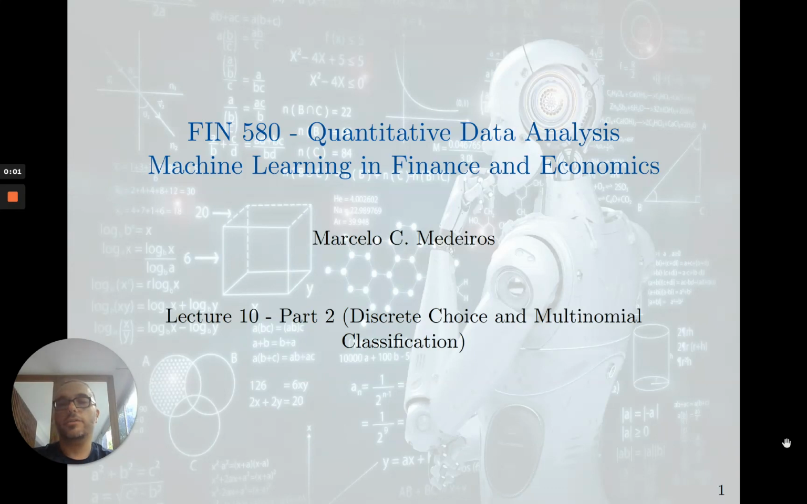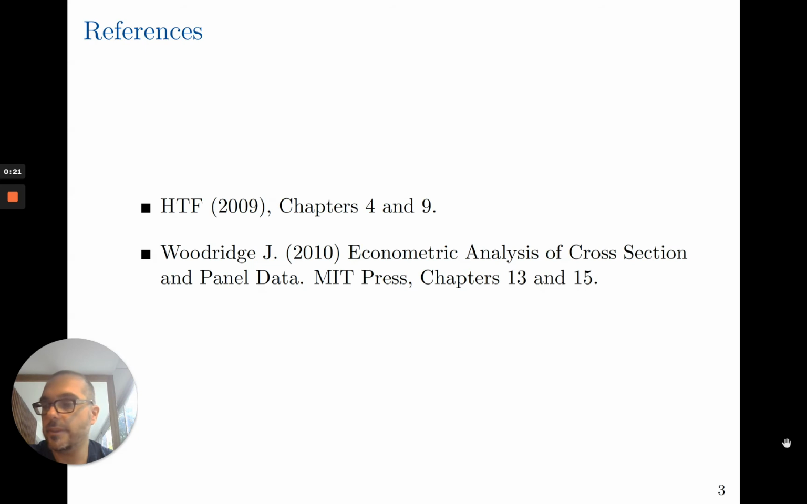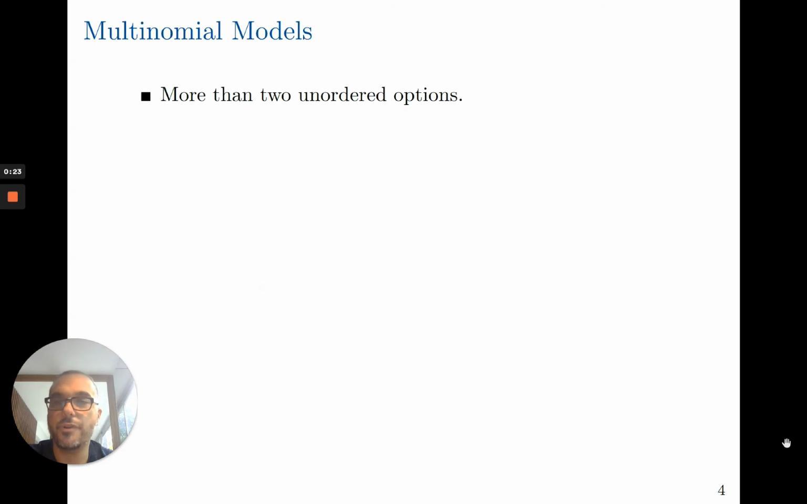Welcome back. This is block 2. Here we're going to look at multinomial classification, when we have more than two classes. Basically we're going to look at the multinomial logit, random utility model, maximum likelihood estimation, and penalized likelihood. The same references as before.